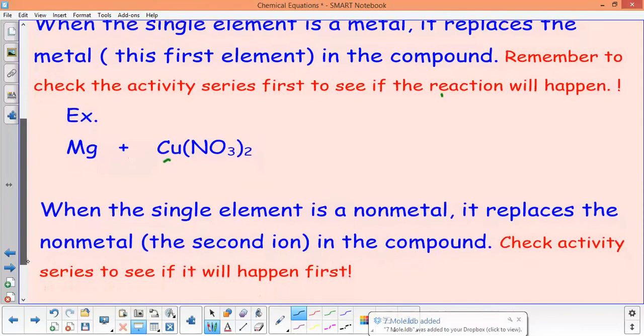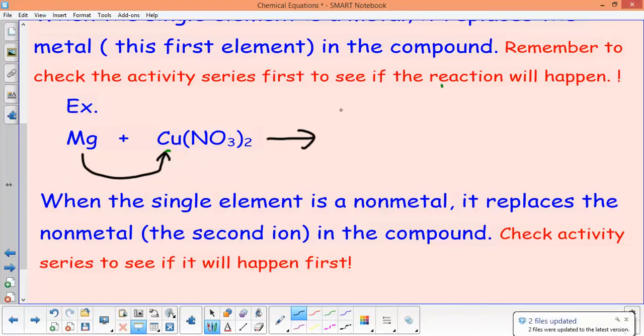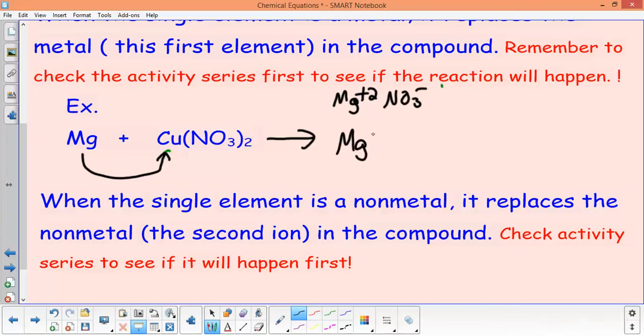So, magnesium is a metal, therefore I have to check to see if it will replace copper, and magnesium on my activity list is higher than copper, therefore yes, this reaction will happen. So magnesium will bump copper out, and you will have a compound between magnesium and nitrate. Remember to write your element symbols and their charges, and then cross them over. And so the formula is magnesium nitrate plus copper. Then you would go back and balance it. In this case, it's already balanced.